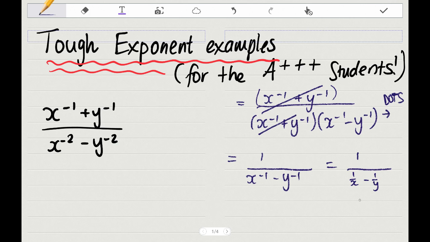Now how do we deal with fractions? Well, we find the lowest common denominator, which in this case will be xy. So this one was over x, so we're going to multiply that 1 by y, and this one was over y, so we're going to multiply that by x. And when we take one and divide by a fraction, what does it do? It actually inverts the fraction. You can go and check that is your answer.